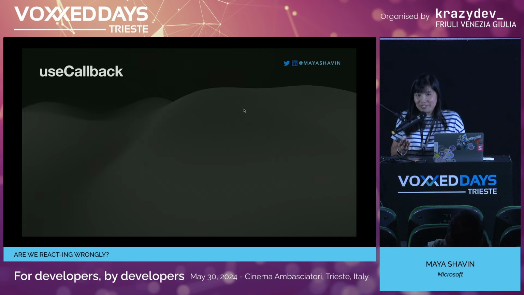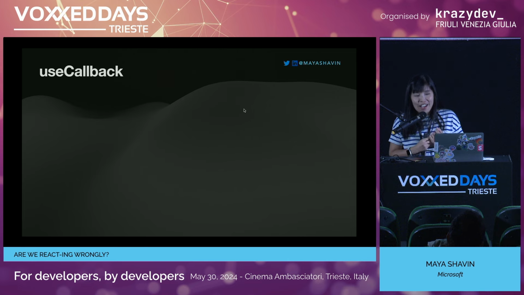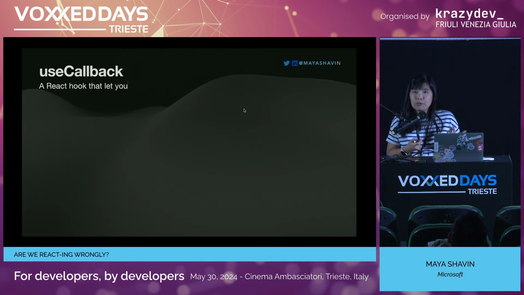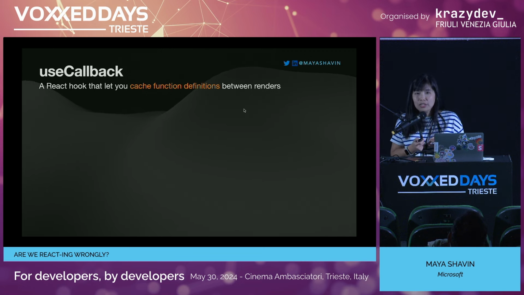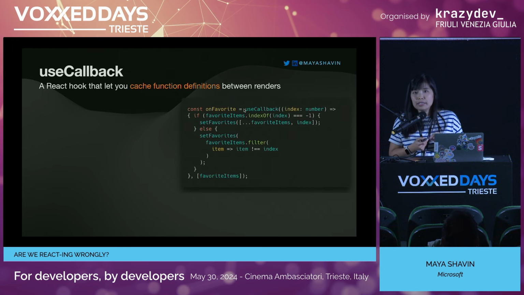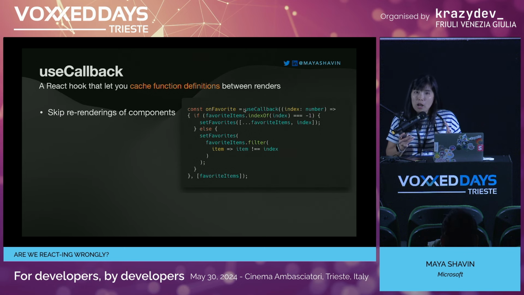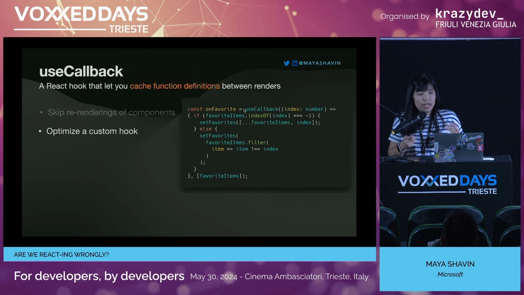Now we're going to move to the next hook. It's useCallback. For useCallback, it's similar to useMemo, except that it's the React hook that only caches the function definition, not the function return value, between renders. The syntax is similar, you wrap it with useCallback and put the dependency. And it will help you to skip the re-render, same as useMemo. And it's used for optimized custom hook.